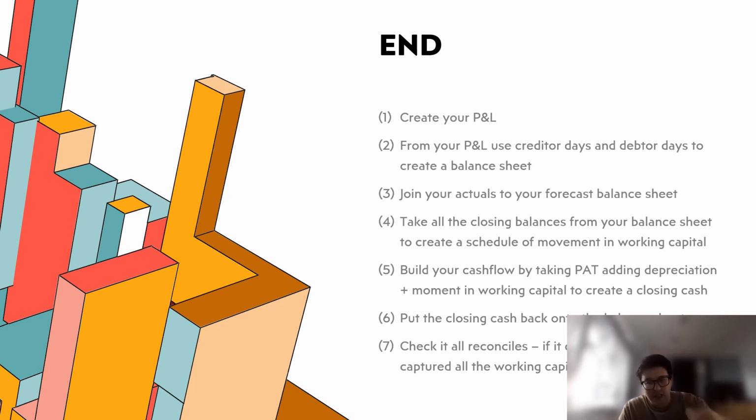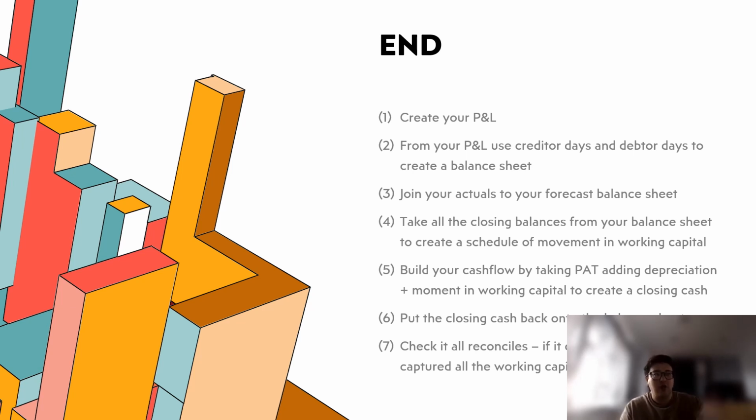And the only item that's missing is your cash, and you don't have that yet, because then you need to get your forecast P&L and your forecast balance sheet, which is missing cash, and join that to your actuals. And that actuals piece gives you the jump off point for your movement in working capital.